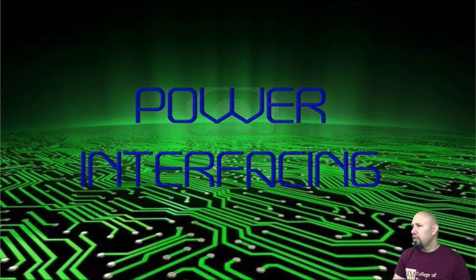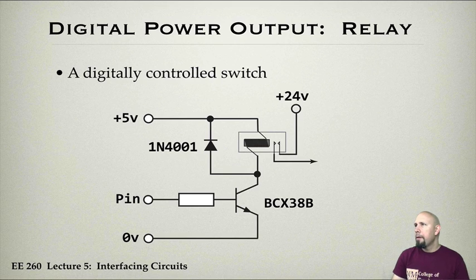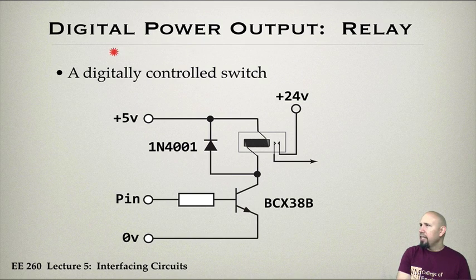Now we're going to move on to power interfacing. Okay, so the first thing is a digital power output. So what are we talking about? The Arduino, we saw, can put out a maximum of, or take in, 40 milliamps on any pin. For many applications, that's simply not enough current. So, for example, a motor. Well, obviously, for example, if you wanted to hook up a 100-watt light bulb.